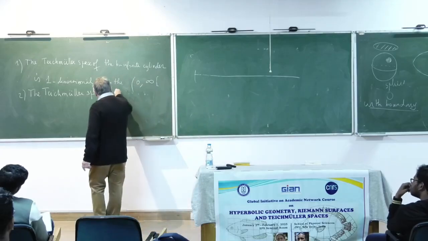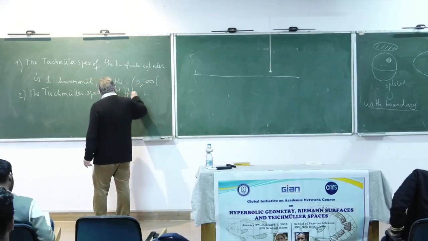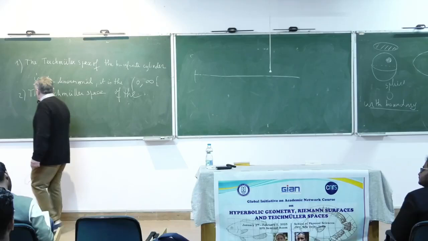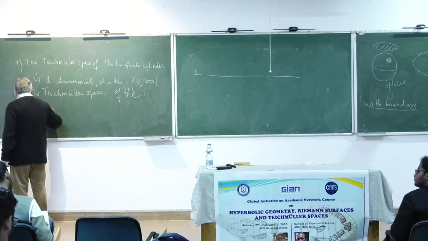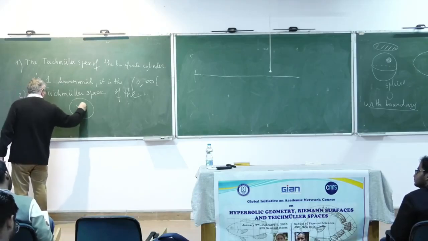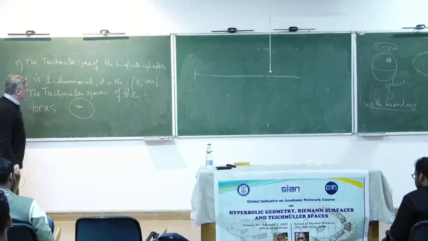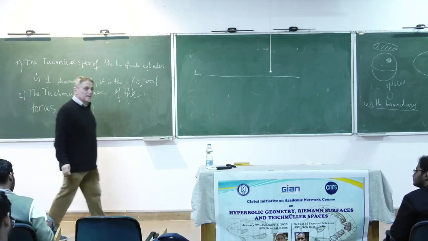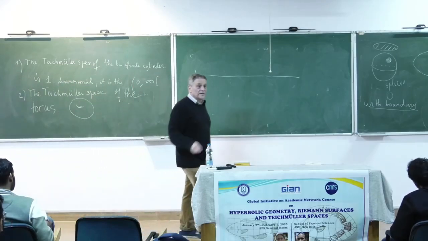Now the Teichmüller space of the torus, this compact surface of genus 1. Can you guess what the dimension is now? Yes, you have a question?